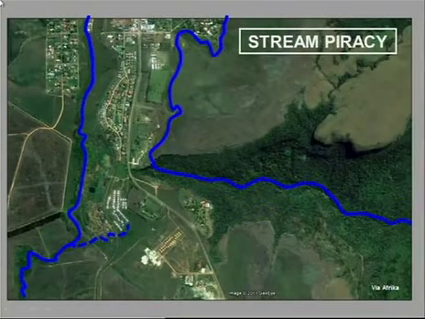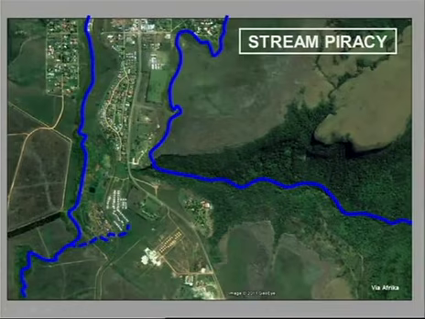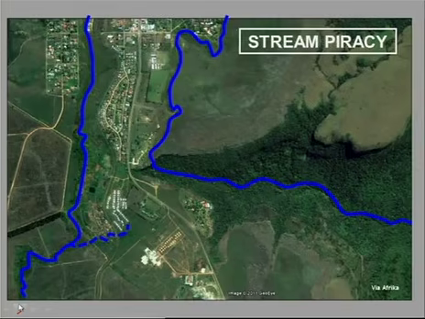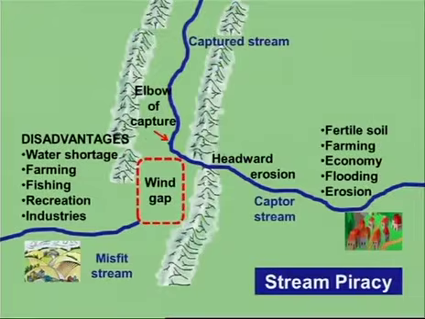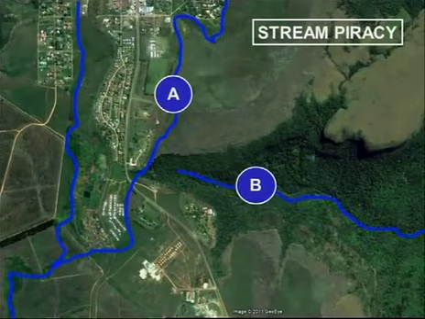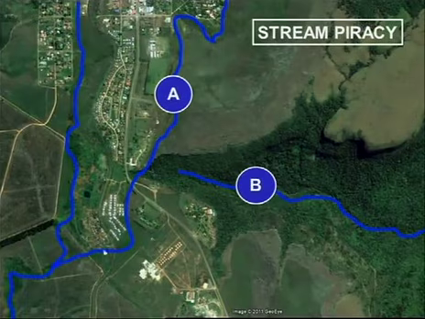Now let's have a look at this. Let's see what happened here with stream piracy. These are two rivers. The one is flowing in this direction there, and the other one is flowing in this direction here. But people, this wasn't the case a few thousand years ago. This is what it looked like a few thousand years ago. This river here initially was a tributary of this one here.